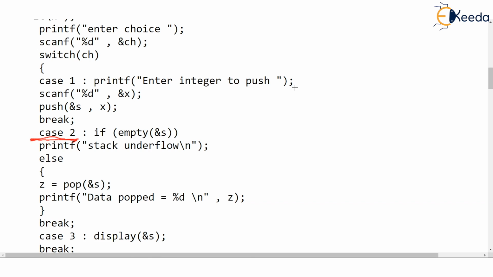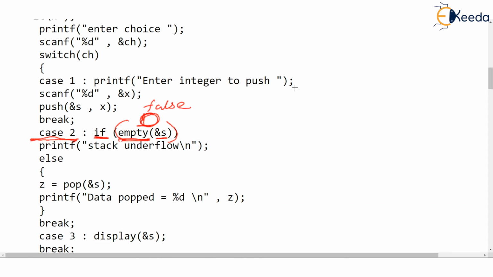So we have made one if statement over here where we are calling a function. This empty is a function which will check whether the stack is empty or not. And if the stack is empty, then it returns true, and true means 1. Whereas if the stack is not empty, that is false, then it returns 0. And this 1 or 0 has been clubbed with the if. So just imagine for some time that empty returns 0. That means the stack is not empty, and 0 means false.